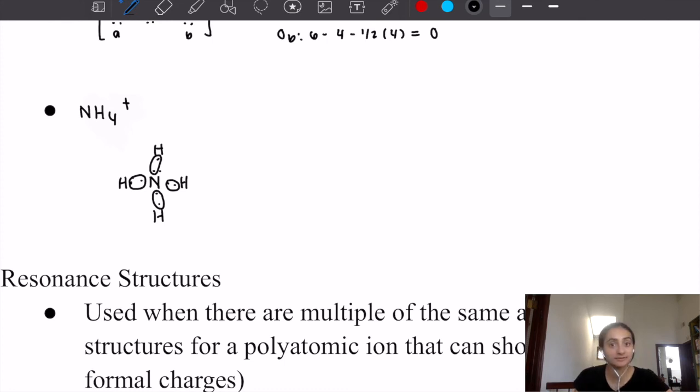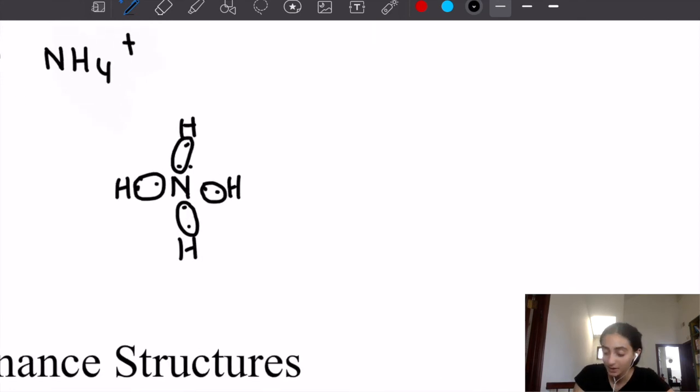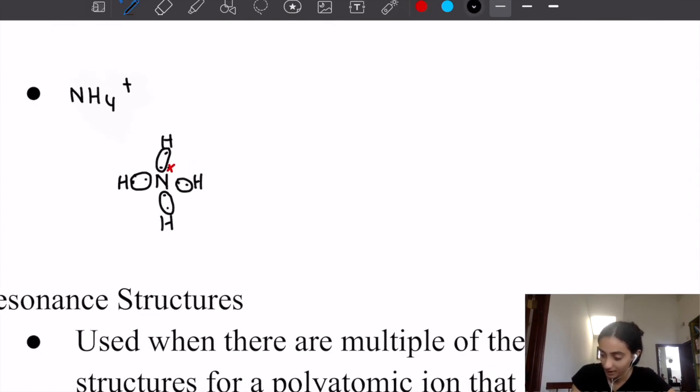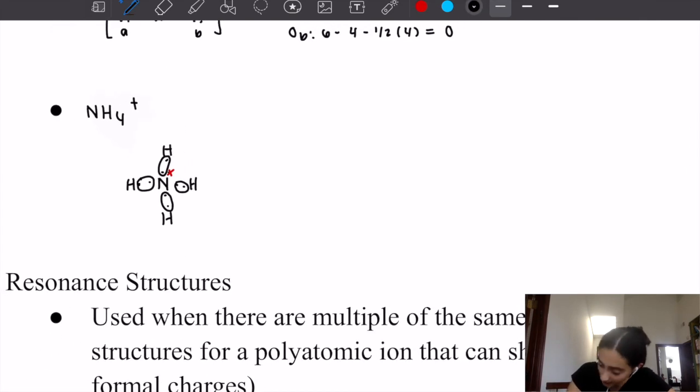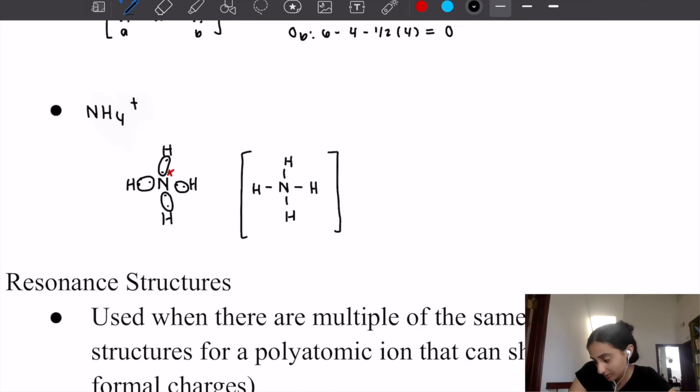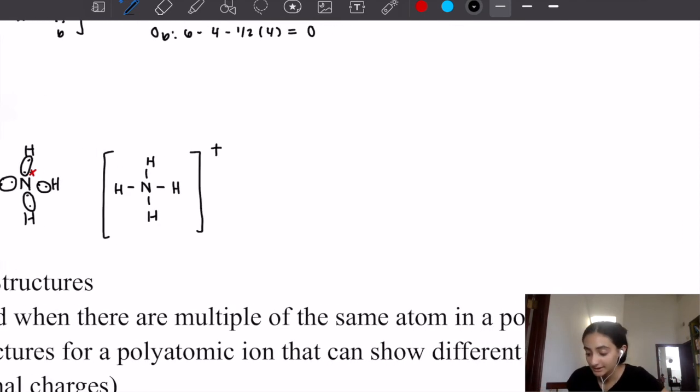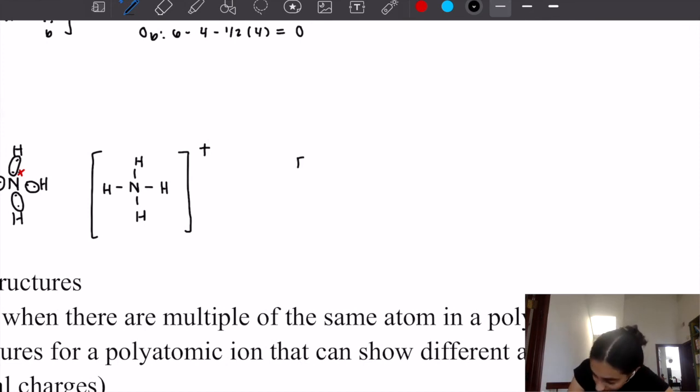That is not enough to make its own lone pair. So I'm going to X it out. I'll do that in a different color. And let's redraw the Lewis structure. And I'm going to bracket it and put a plus, and we have no lone pairs, so we don't need to worry about that. Now let's calculate formal charge.